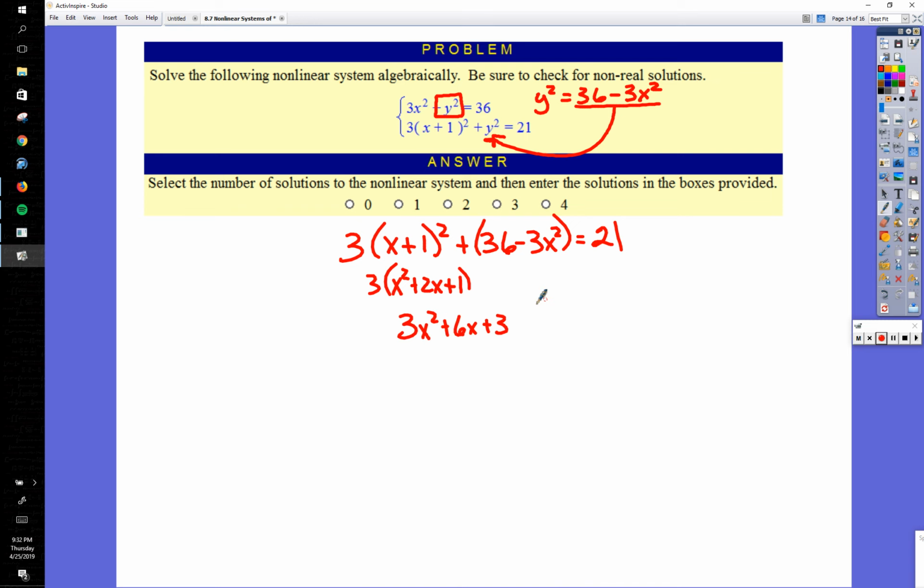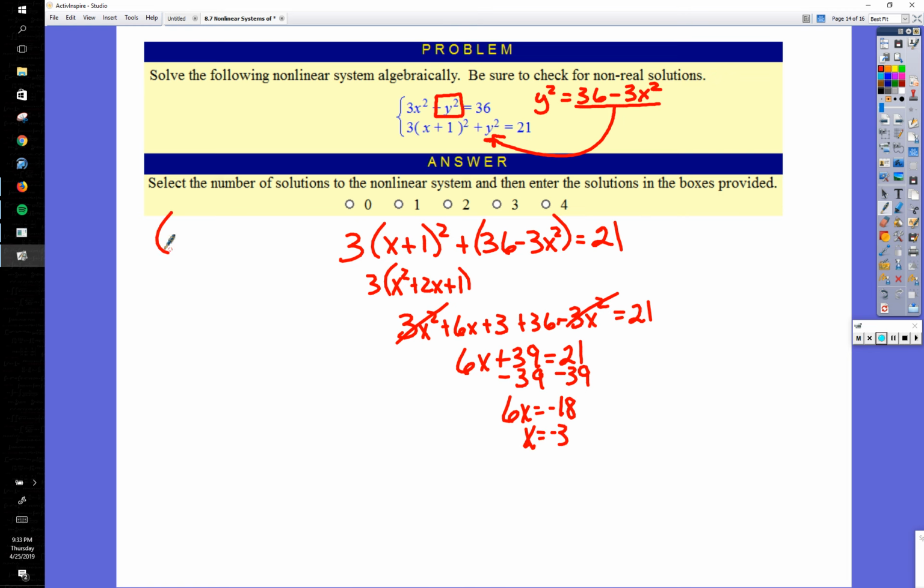Okay, over here what I have is I can really just drop the parentheses since we're adding. And let's go ahead and now clean everything up. So notice my x squareds go away. That's nice. And I have 6x plus 39 equals 21. And this is just a two-step equation. So let's go ahead and do those two steps. And I get 6x equals negative 18 and x equals negative 3. So we got our x, negative 3.